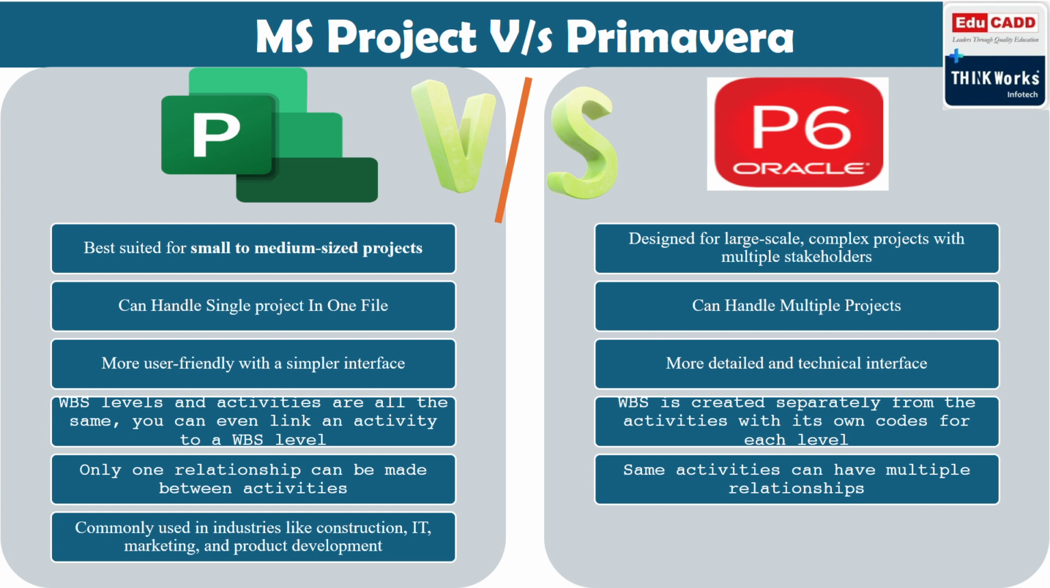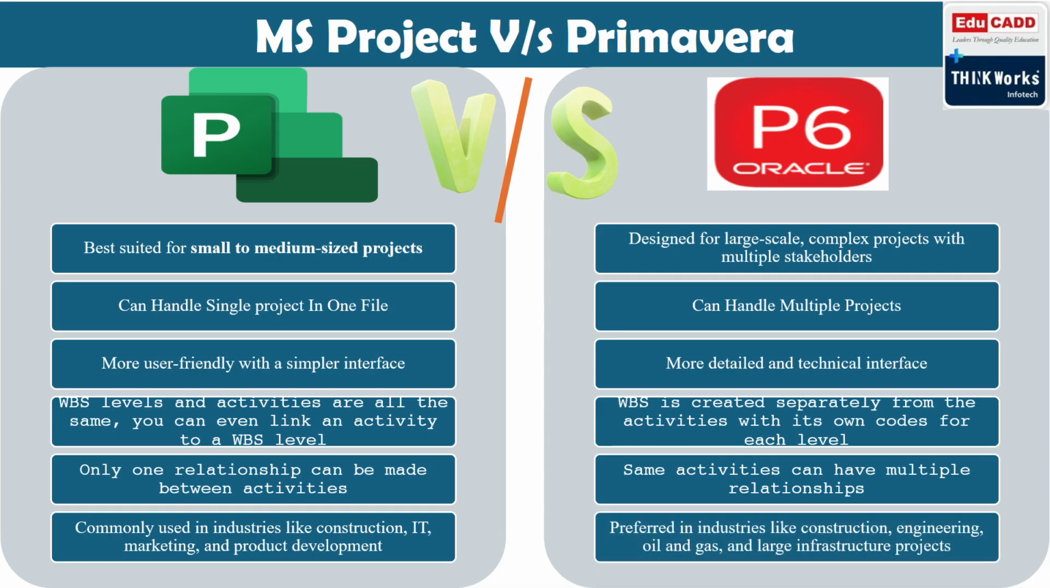MS Project, as I told you earlier, is commonly used in industries like construction, IT, marketing, and product development. When it is simple in nature, simple projects will use it. Primavera, we use for industries like construction, engineering, oil and gas, and large infrastructure projects. Those are more complex and bigger projects, and maybe some clients are insisting on Primavera only.